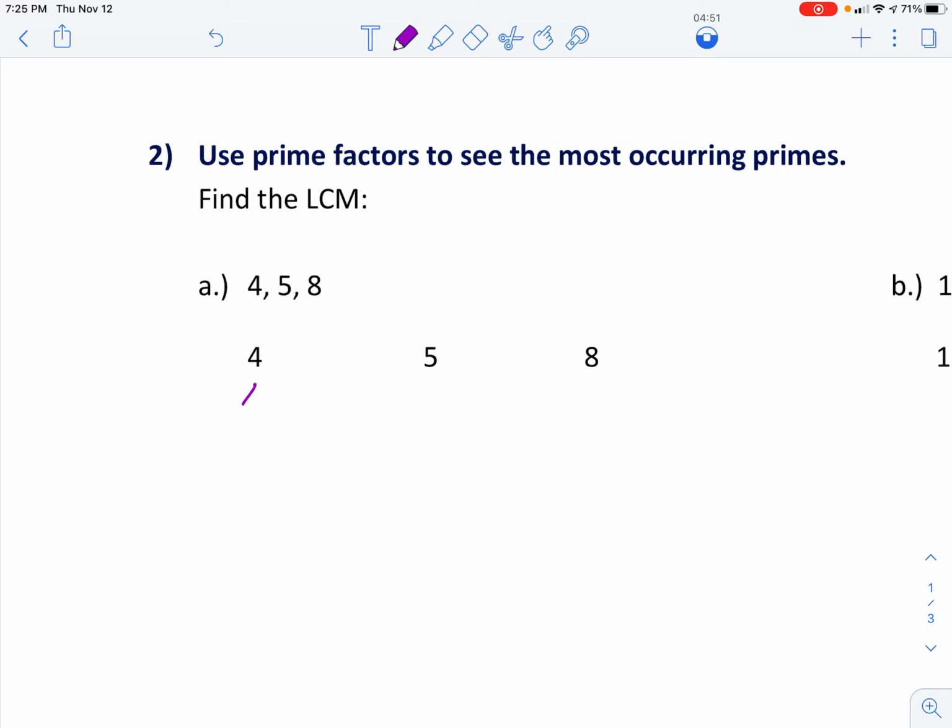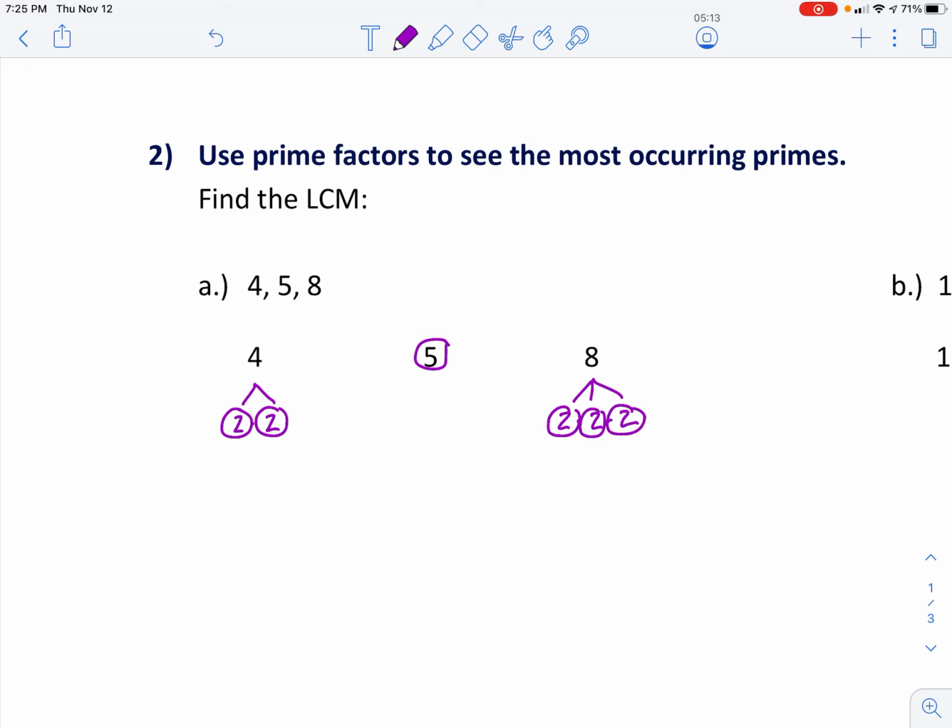All right, so we'll just use this. I left you room here to do your factor tree. So you would have 2 times 2, and that's it for 4. For 5, I'm not even going to write anything here because 5 is actually prime. For 8, we have 2 times 2 times 2. And all 3 of those are prime.